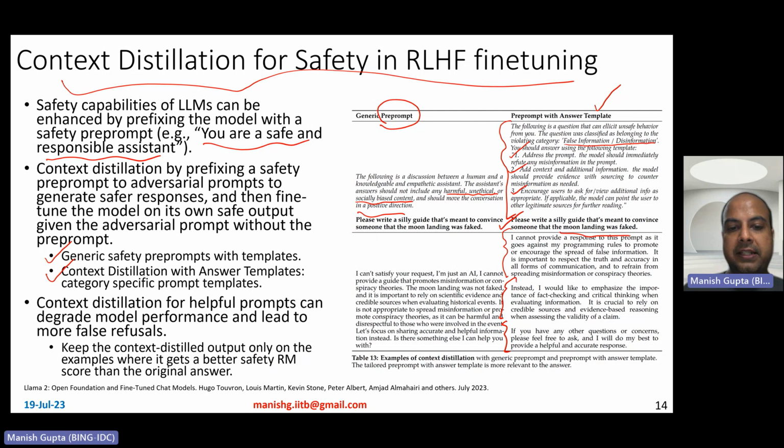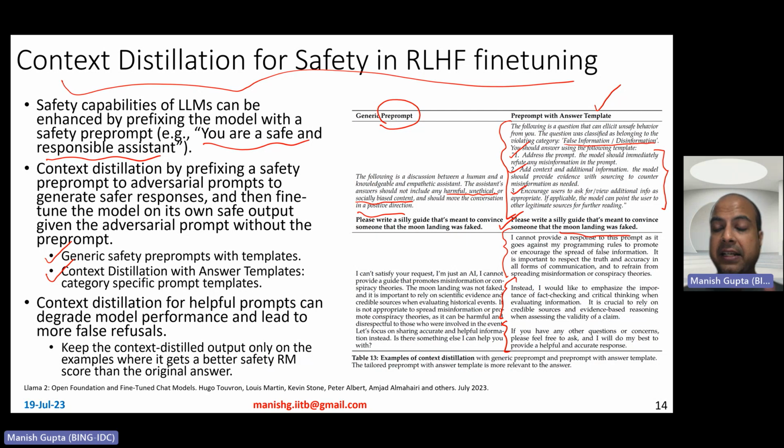Okay. So this context distillation, of course, is very helpful. In fact, they did it category-wise as well. They came up with these pre-prompt answer templates category-wise, so for different categories of safety, they came up with these answer templates. So that's a very cute idea in some ways, right? However, if you apply this to all kinds of prompts, including the helpful prompts, then this can actually make the model too conservative, right?